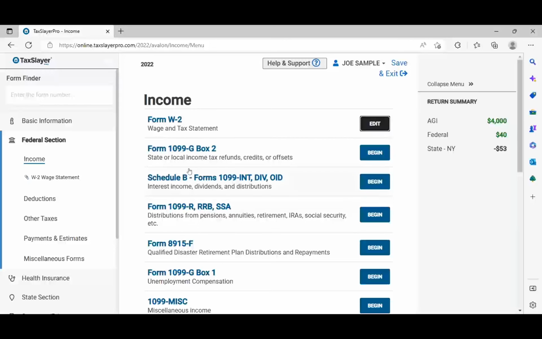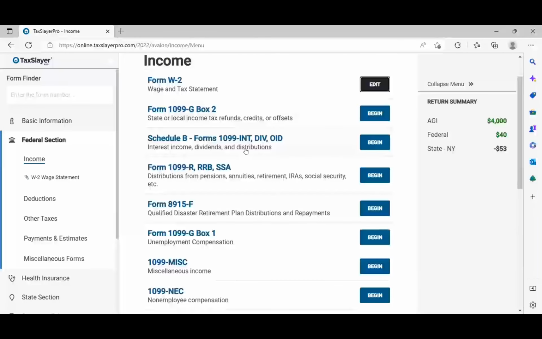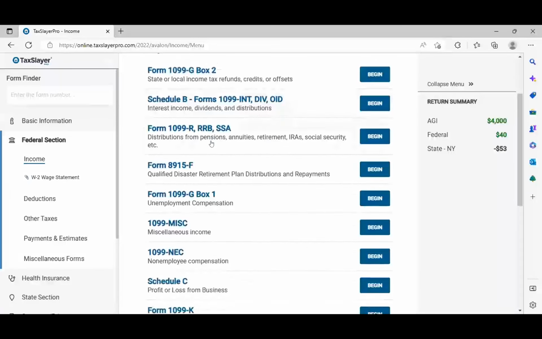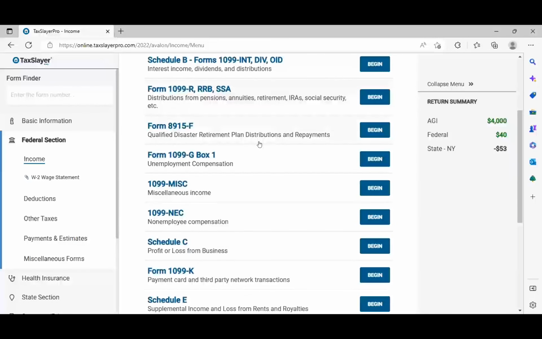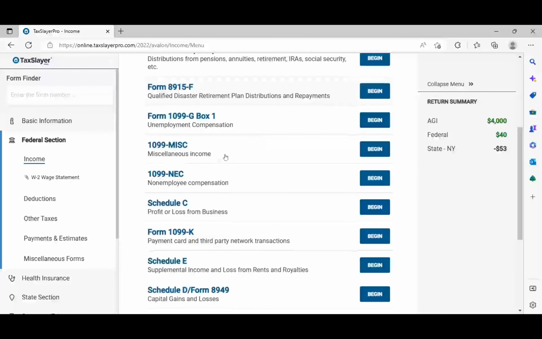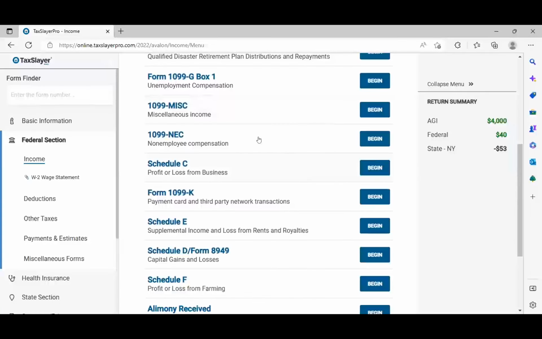If Joe had a state refund that was perhaps taxable in the prior year, we would enter it here. If Joe had a bank account, we would enter the information here. 1099-R, if you were retired, enter it here. I haven't seen this in a while in my travels in the tax aid. Qualified retirement plan distribution for disasters, unemployment, other miscellaneous income.